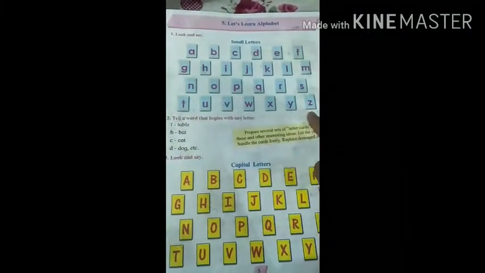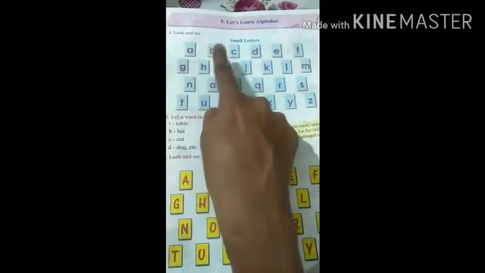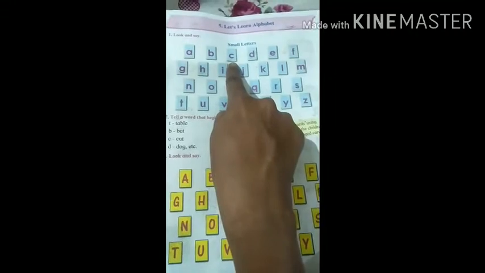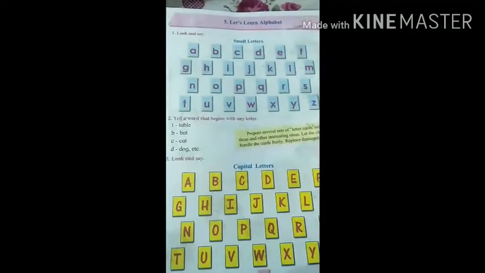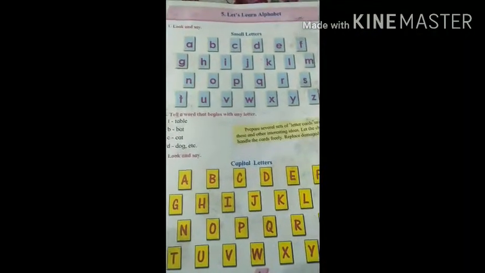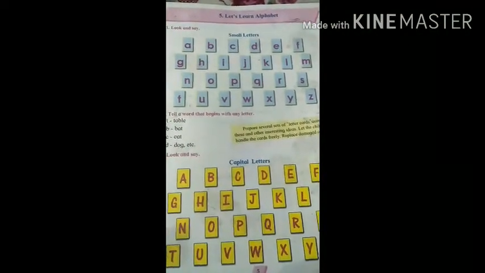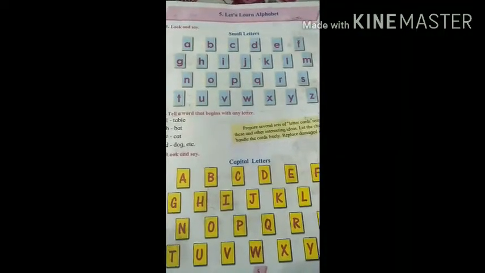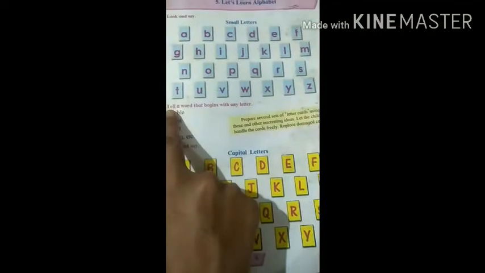We cannot change the sequence of these alphabets. After A, it is B only. After B, it will come C only. So it is called alphabetical order. So students, you have to say A, B, C, D like this, in this sequence only. Okay students, now you can see the second question.